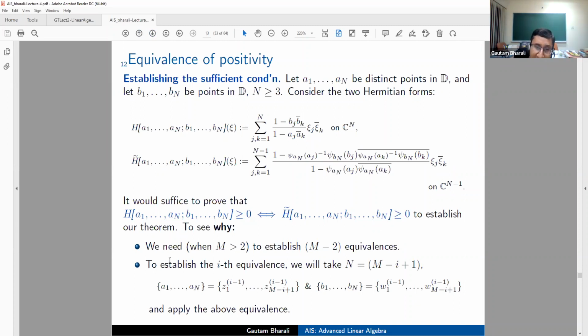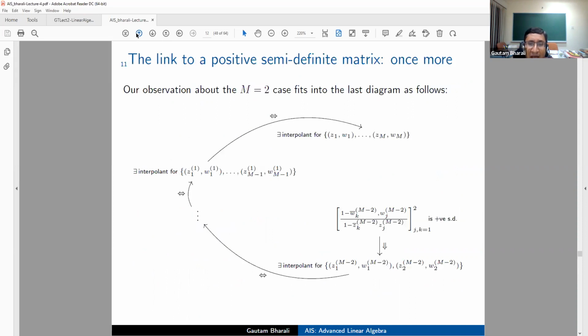In this sequence of equivalences, for the ith equivalence, in the statement that I claim it suffices to prove, we will take capital N, N for new, to be equal to M, M for Maharashtra, M minus i plus 1. So what is the first equivalence? The first equivalence will be the equivalence of the positive semi-definiteness of the M by N matrix with a matrix that is one step smaller. And if I show that equivalence, then step by step, I can get down to showing equivalence with the positive semi-definiteness of this one.